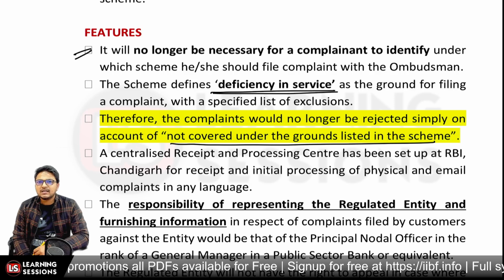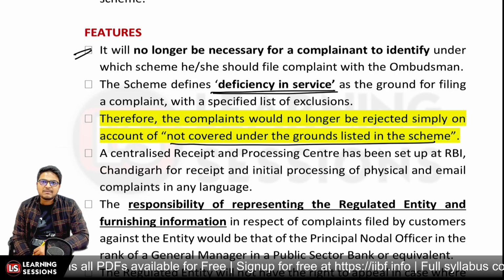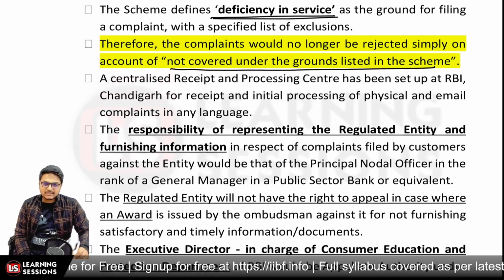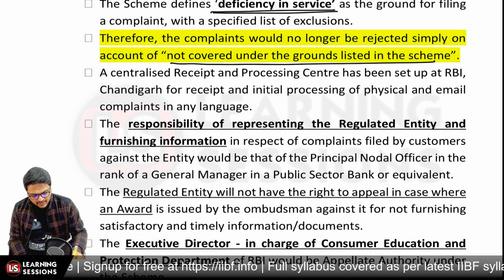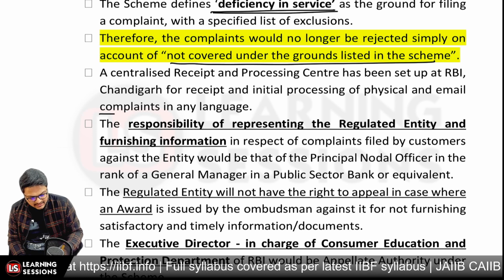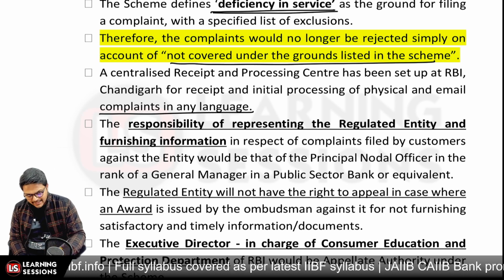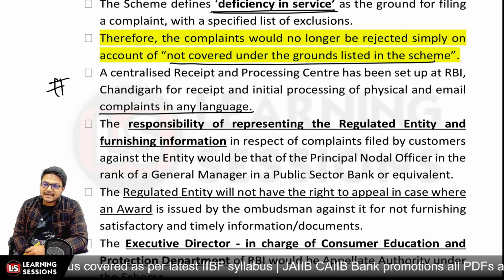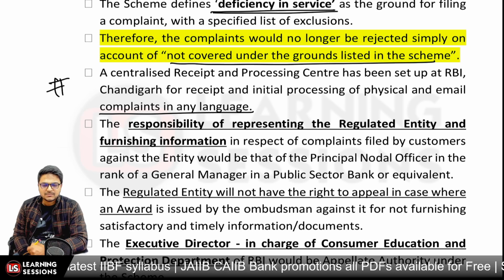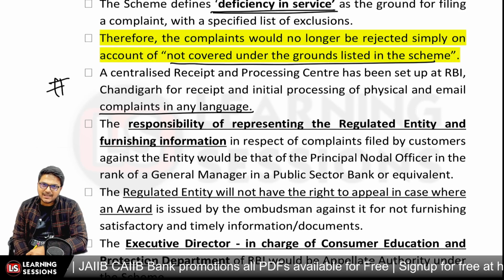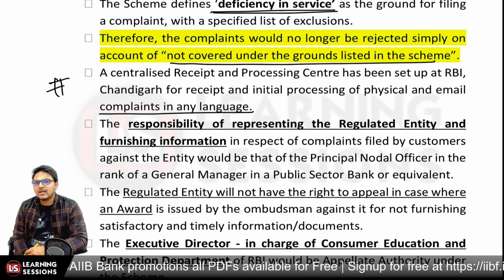And further, there is one centralized receipt and processing center, which has been set up by the Reserve Bank of India at Chandigarh, for receipt and initial processing of physical and email complaints in any language. That's quite important. So you can submit your initial complaints in writing or by mail in any of the languages, right?